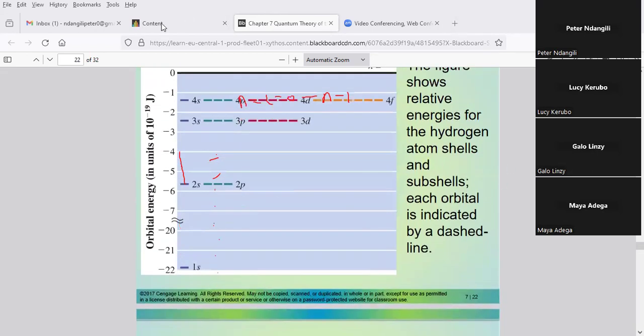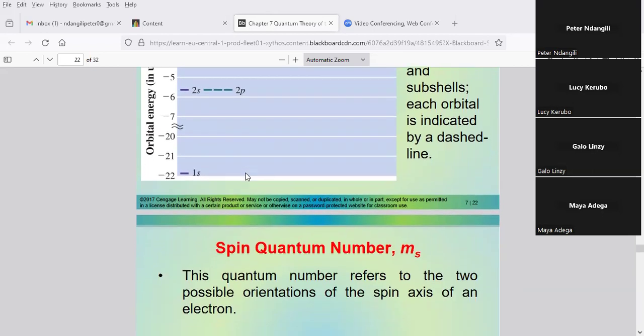I was saying that this particular diagram applies for the hydrogen atom, but when we go to the multi-electron atoms, then this arrangement is going to shift, and we are going to discuss that when we start filling in electrons in atoms.